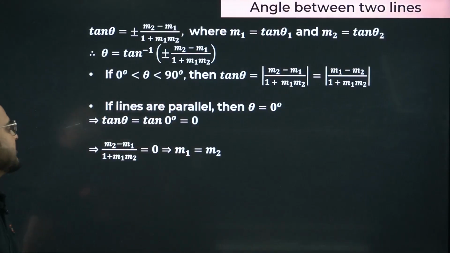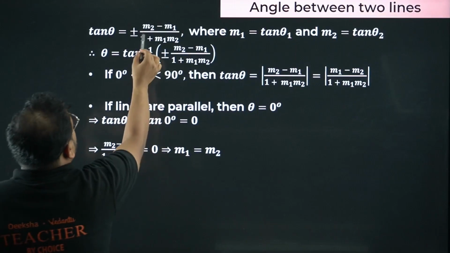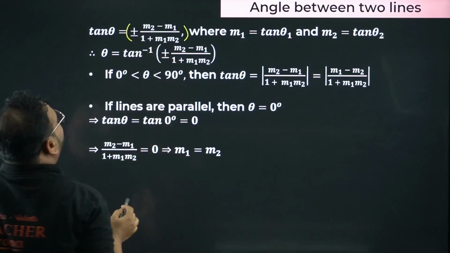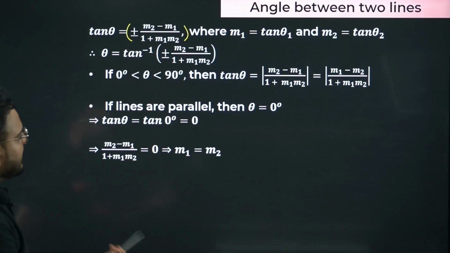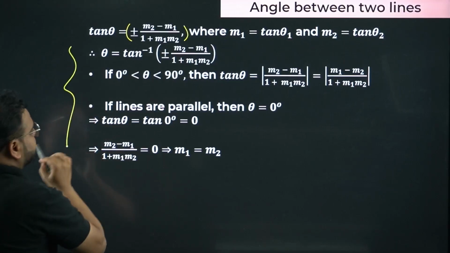Angle between two lines, we have a result for this. Tan theta equals plus or minus M2 minus M1 upon 1 plus M1 M2. There are more results on this, so please go through this.